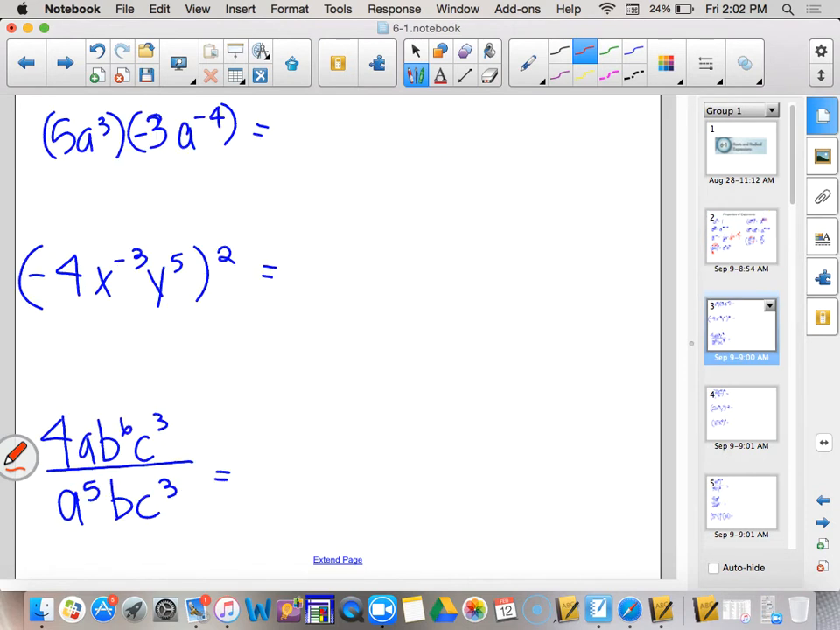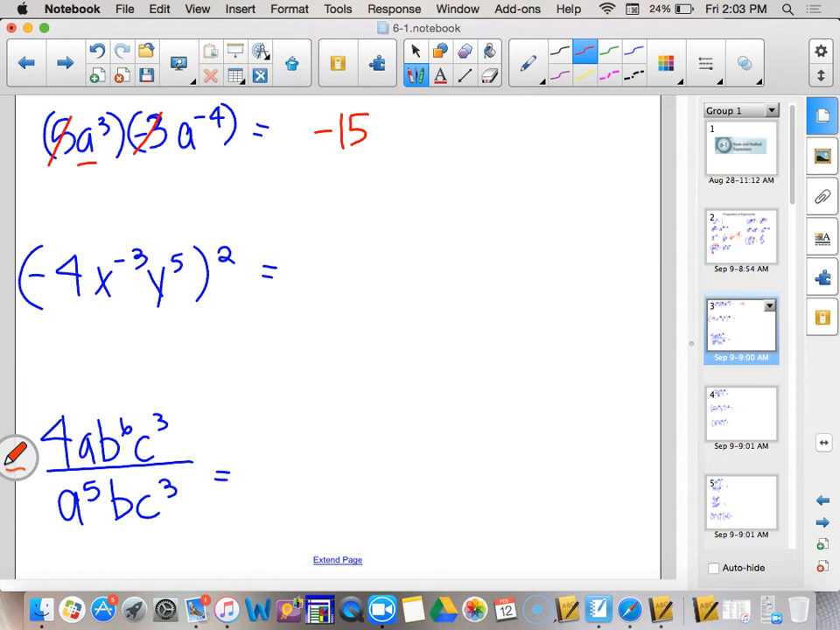So my first problem reads 5a cubed times negative 3a raised to the negative 4. So what my problem is telling me is that I'm going to take the first term, 5a cubed, and multiply by the second term, negative 3a to the negative 4th. So let's get the coefficients out of the way first. 5 times negative 3 gives me negative 15, okay?